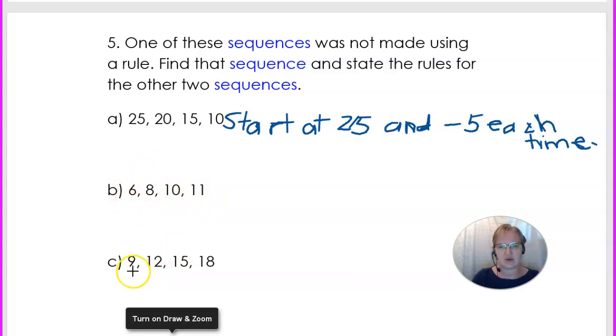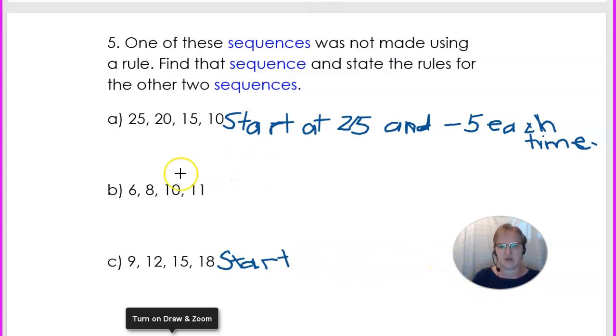Let's look at C and see what we come up with. 9, 12, 15, 18. Oh, if you know how to count by threes, you know that that's what we're doing here, right? So here we start. Okay, my pen isn't going to work. I think I'm just going to have to tell you. We would start at 9 and increase by 3 or add 3 each time.